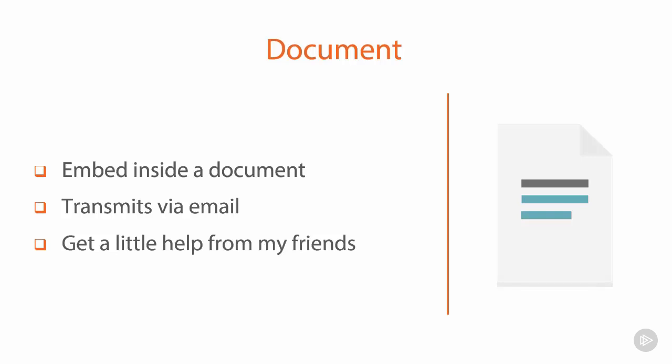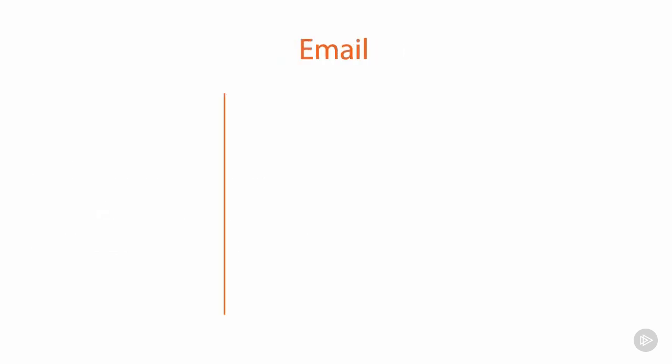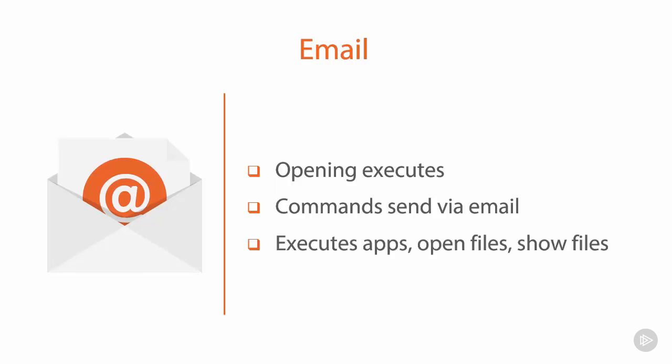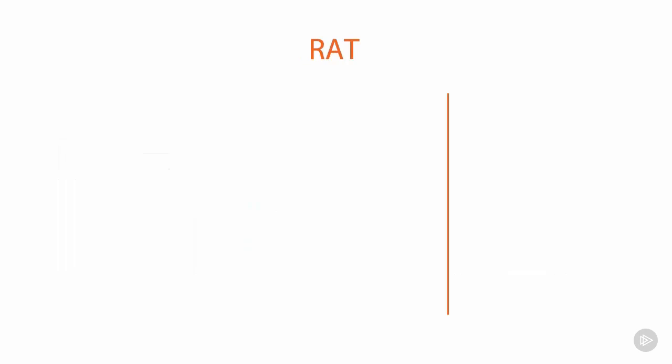I know it's like this big list of things that we have to remember not to do, which does interfere with our day-to-day productivity. It's rough, guys. I get it. And probably one of the bigger Trojans out there is the email-based Trojan. These bad boys fire off as soon as you open an email, and then commands are sent via email back and forth to the Trojan. Those commands can include executing applications, searching for files or opening files, as well as showing me files on a system.